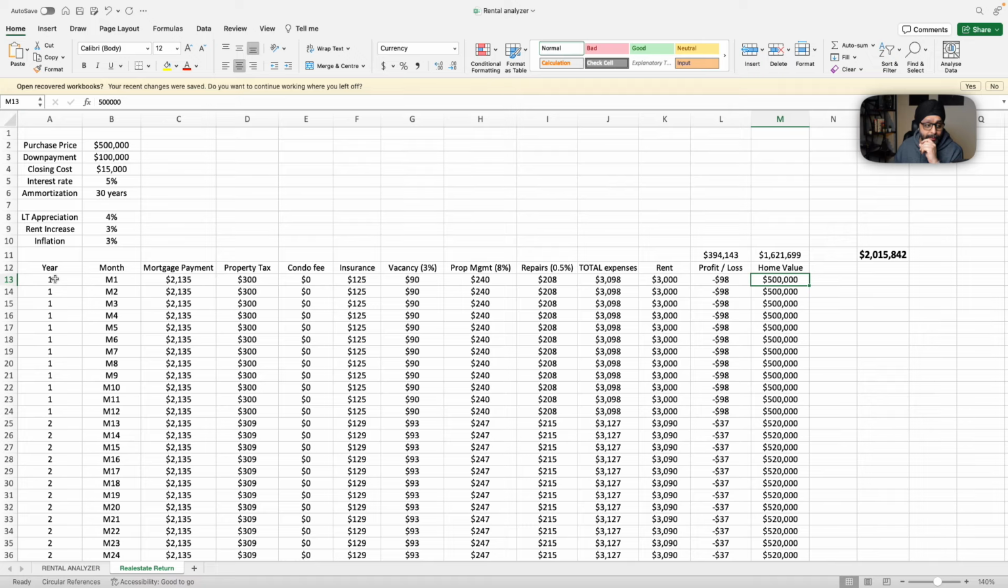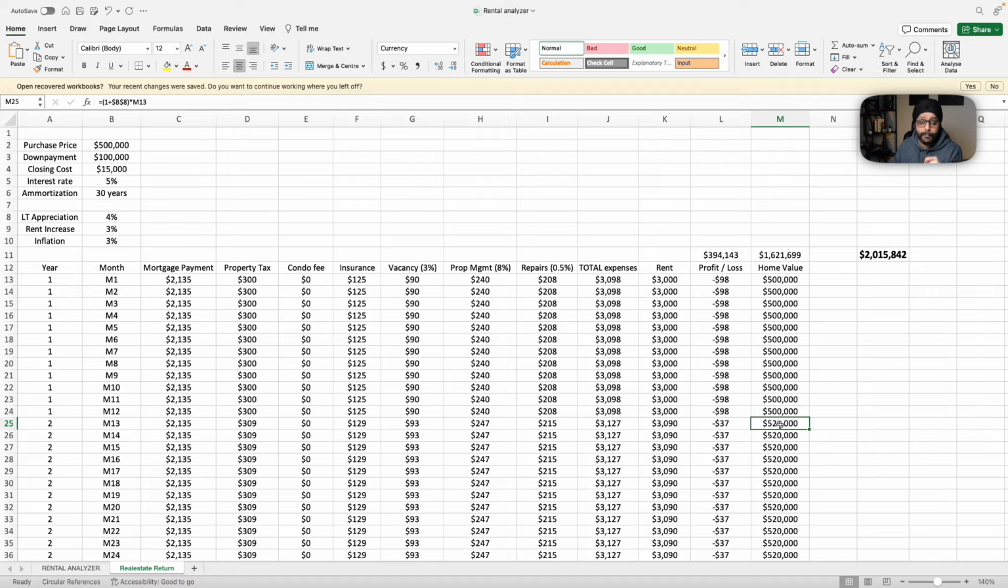Now what I've done is that in year 2, let's say here in month 13, the mortgage payments remain the same. I've taken a 3% increase in property tax. I've taken a 3% increase in insurance. I've taken an increase in property management. So I've just taken everything by 3%. Everything has been increased by 3%. And the rents that I've taken is again a 3% increase. So $3,000 becomes about $3,100. And the property value, what I've assumed, has increased by about 4%. So $500,000 moves to $520,000. And I do this for every single year till year number 30.